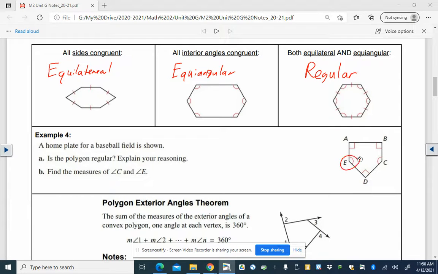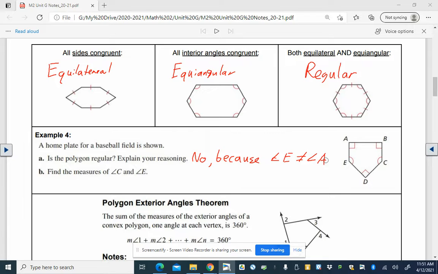I notice E and C have the same marking, but A, B, and D are all indicated to be right angles. E and C were not. So I'm going to say no, this is not a regular polygon because the angles are different. Because angle E is not the same thing as angle A. All right. To be a regular polygon, all 5 of those would have to be the same angle, and 2 of them are different than the other 3.